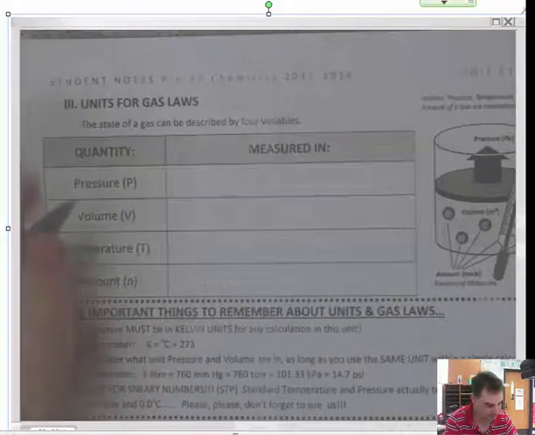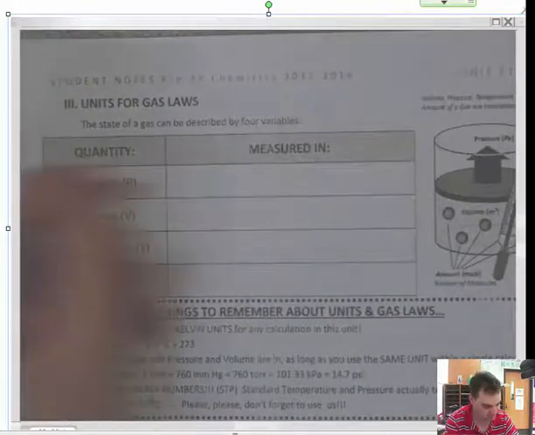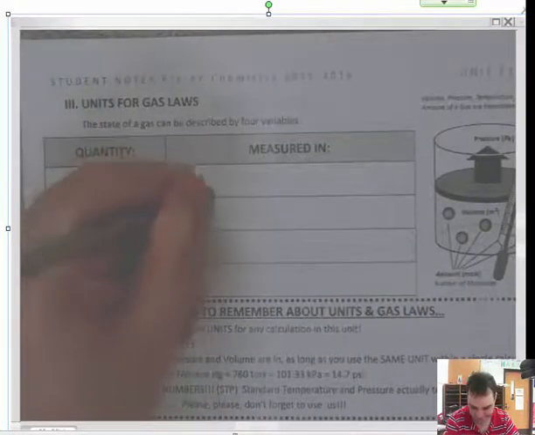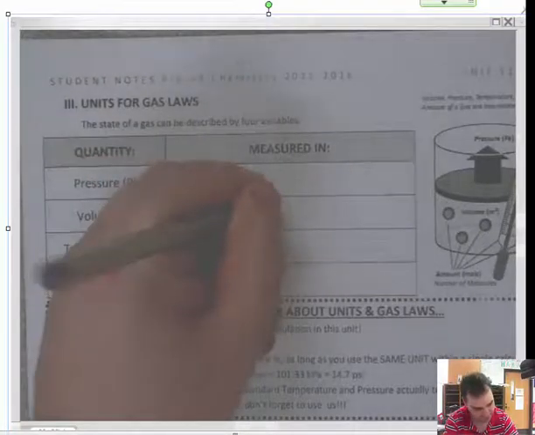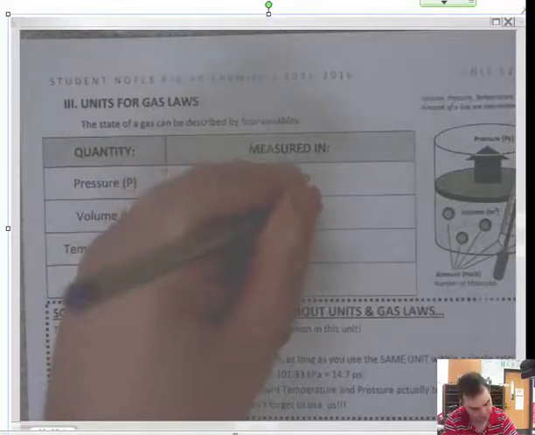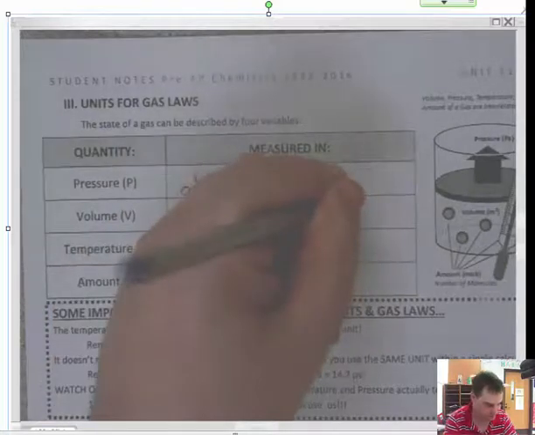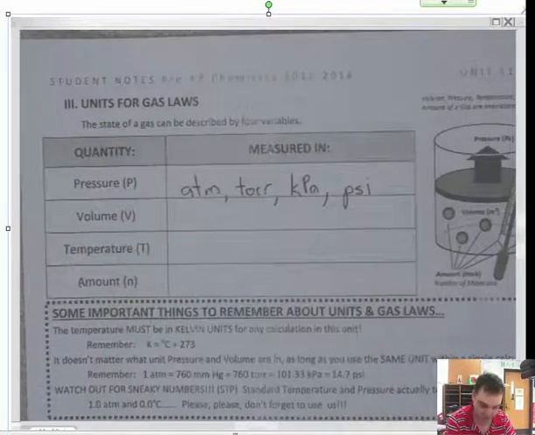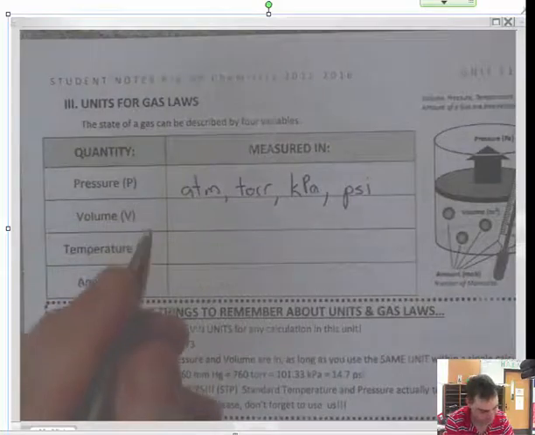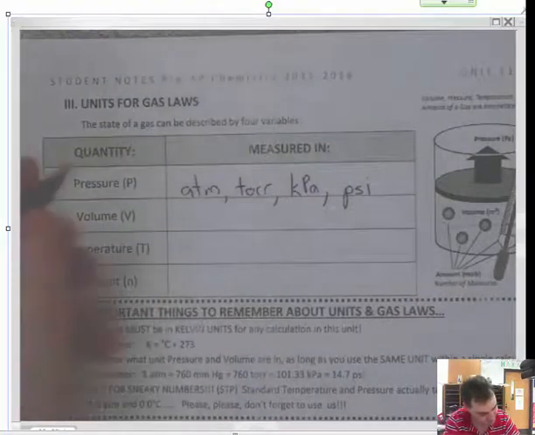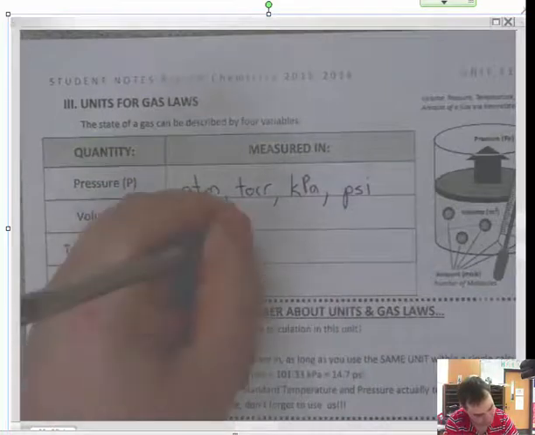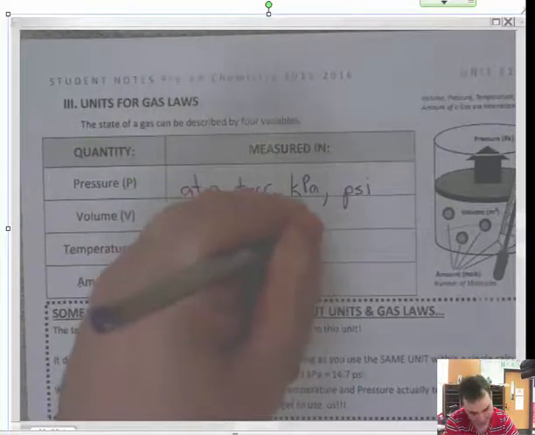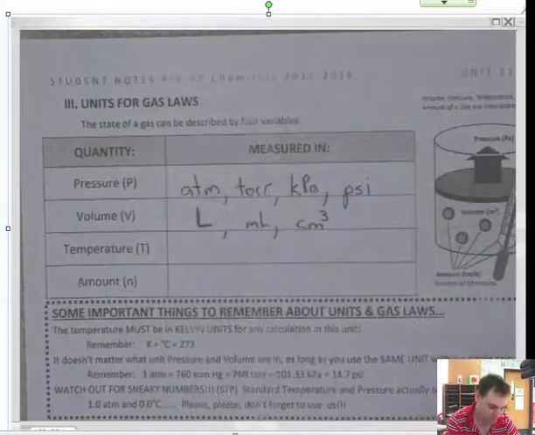Okay, pressure units, we went over these in Unit 2. Atmospheres, torr, kPa, psi, and so on. And you will still have to be able to convert through all those. Volume units would be liters, milliliters, centimeters cubed, and so on.